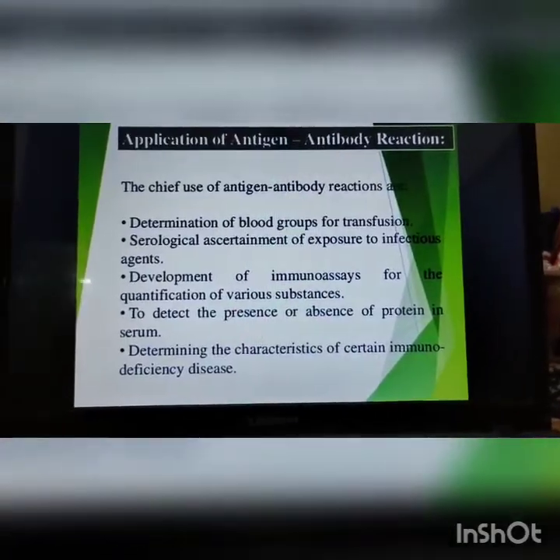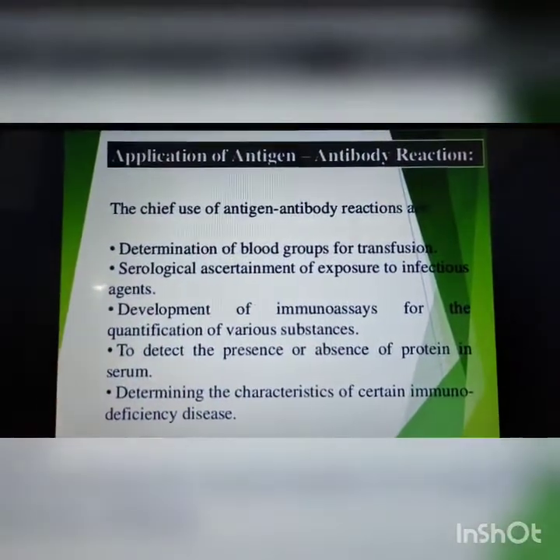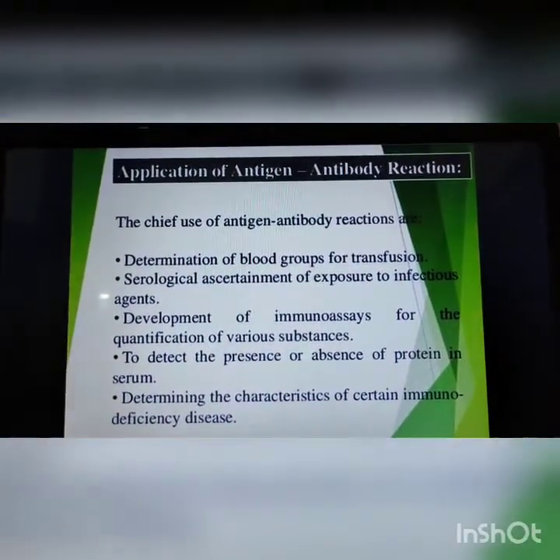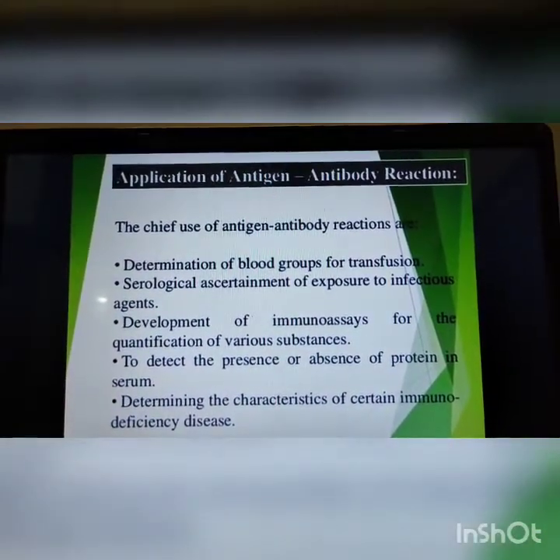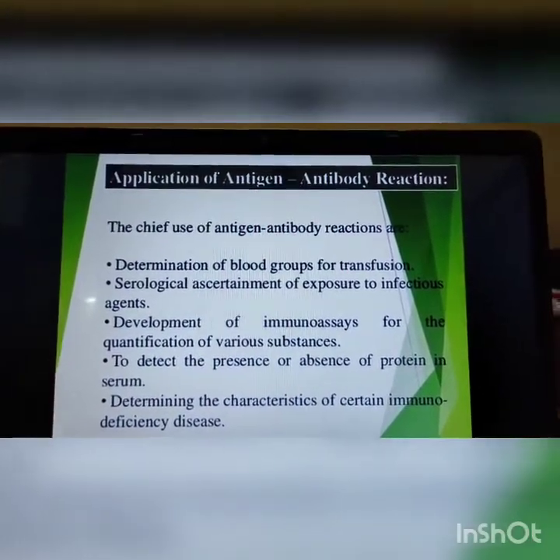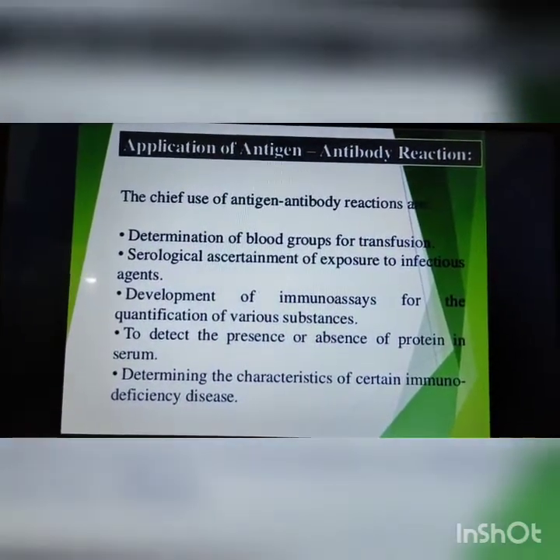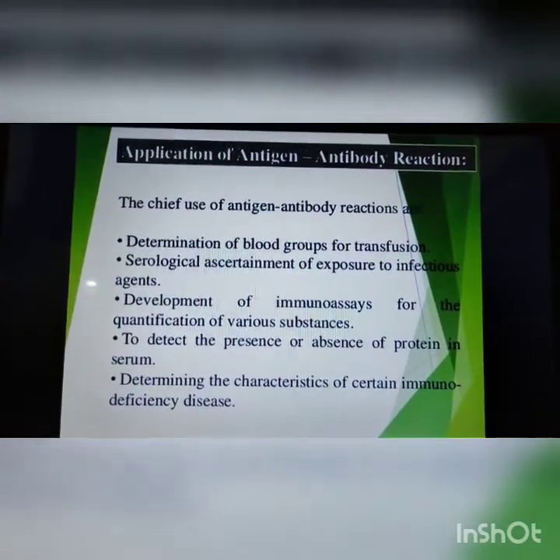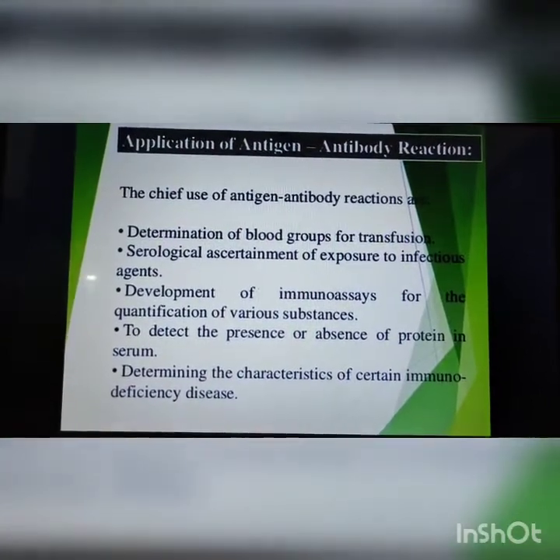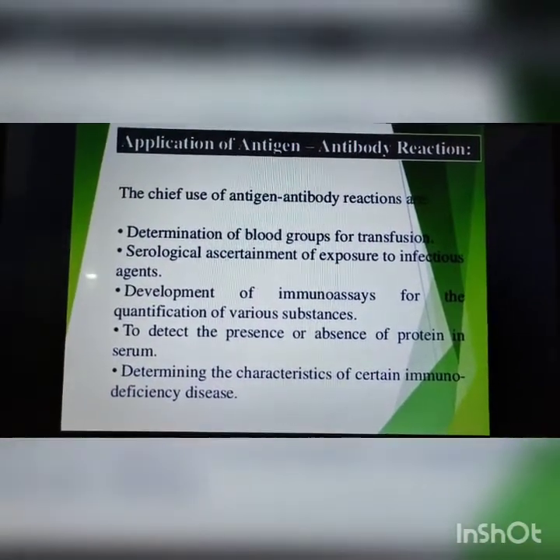Now next are the applications of antigen-antibody reaction. What are the applications? The chief use of antigen-antibody reactions is for blood group detection, and blood group detection is for blood transfusion. Then other serological reactions. Serological reactions we have already discussed. The blood group or whatever blood reaction occurs outside the cell, in vitro.